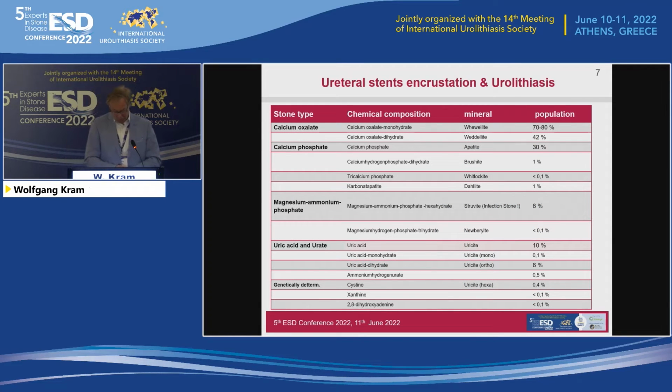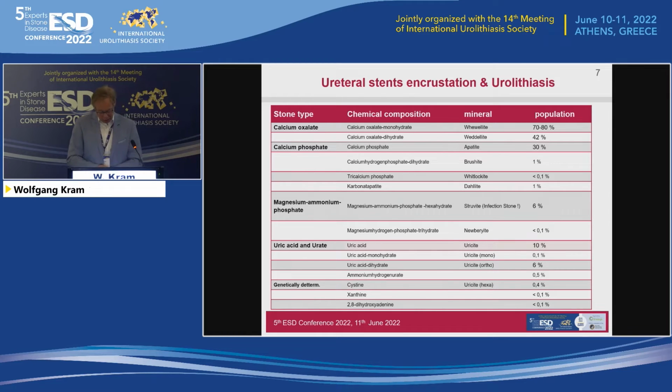The most important types of urinary stone are calcium oxalate and calcium phosphate. Infectious stones have a share of only 6%, and more than 17% of stent incrustation correlated with stone composition. And here's a critical point.